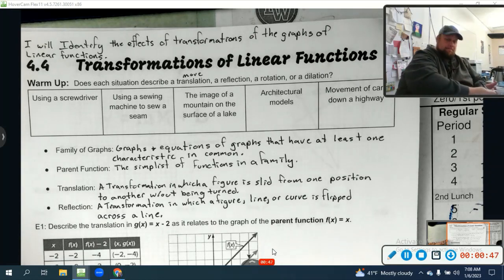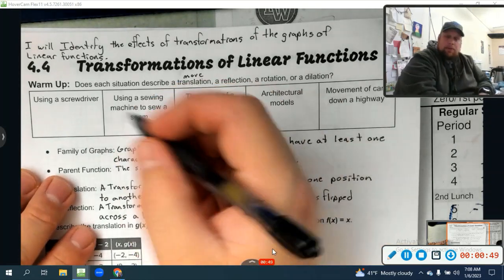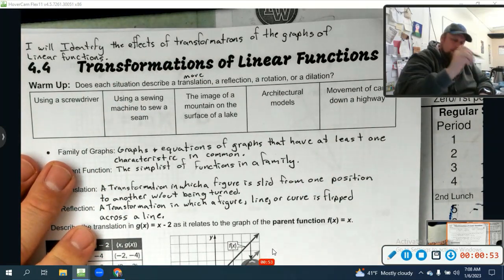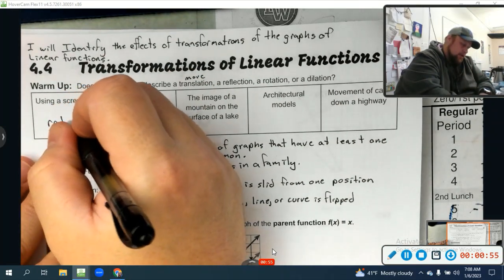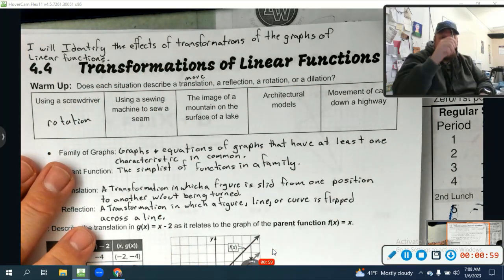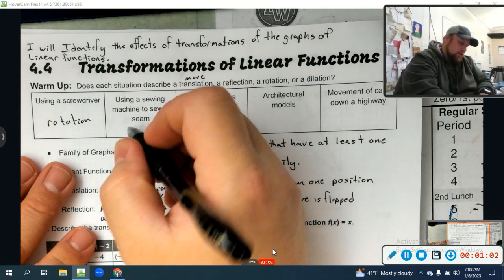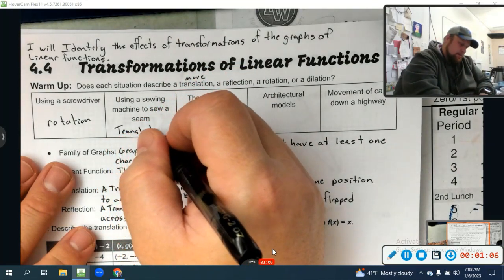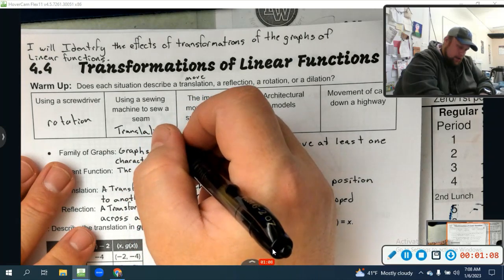The famous coffee sound. All right. I'm going to assume you paused this, did it, whatever you need to do. Using a screwdriver, that's a rotating movement. So that's a rotation. Using a sewing machine to sew a seam, it's just a straight movement. So that is a translation. It's just that movement, translation.